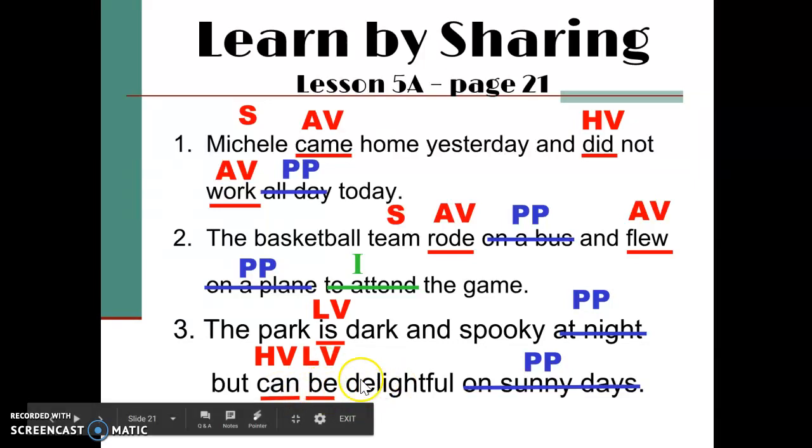I can look after this verb to see is there another verb, because be sometimes can be a helping verb, but you can't be delightful. So in this case, delightful is an adjective. And again, all of these words are describing my subject, the park.